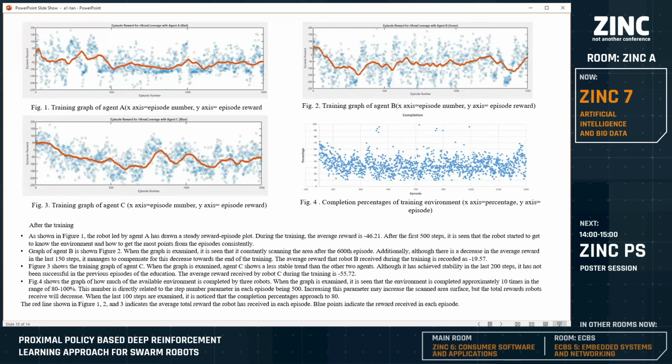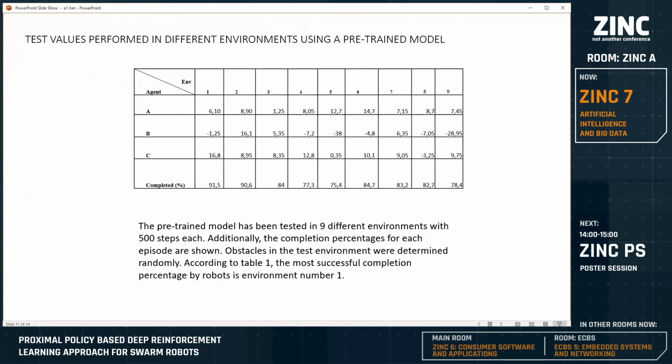When the last 100 steps are examined, it is noticed that the completion percentage approaches 80. The red line shown in figures 1, 2, and 3 indicates the average total reward the robot has received in each episode. Blue points indicate the rewards received in each episode.